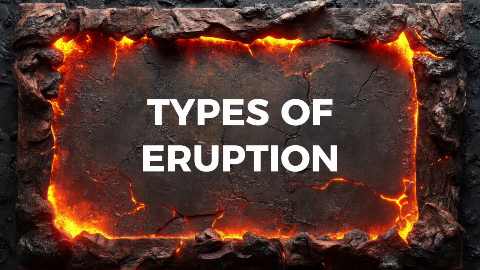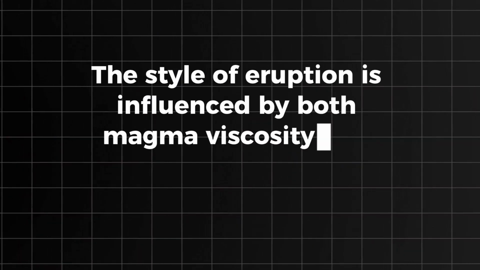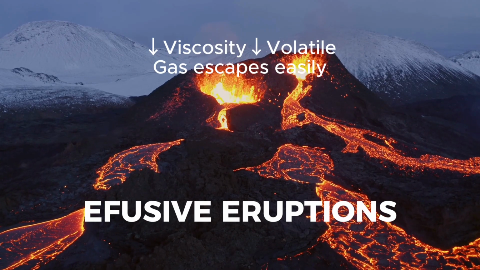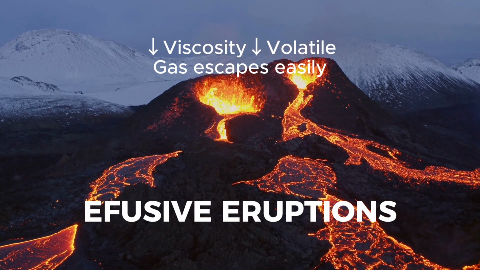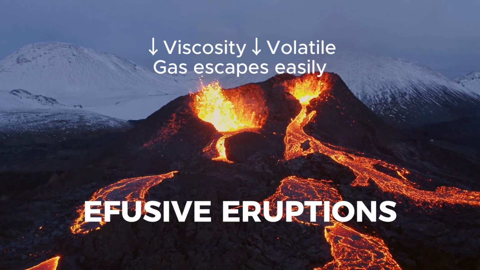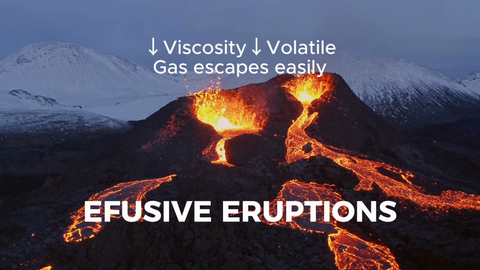The type of volcanic eruption is mainly controlled by magma viscosity and volatile content. Effusive eruptions involve low viscosity, low volatile magma. Gas escapes easily, lava flows smoothly, and broad low volcanic cones are formed. These eruptions are common in Hawaii, Iceland, and the ocean floor.